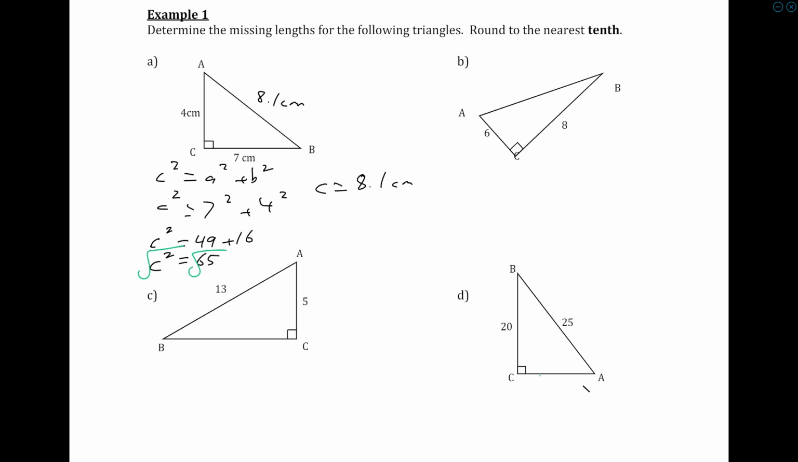How about the one right beside? 4 squared, 4 times 4. 7 times 7. A gift.